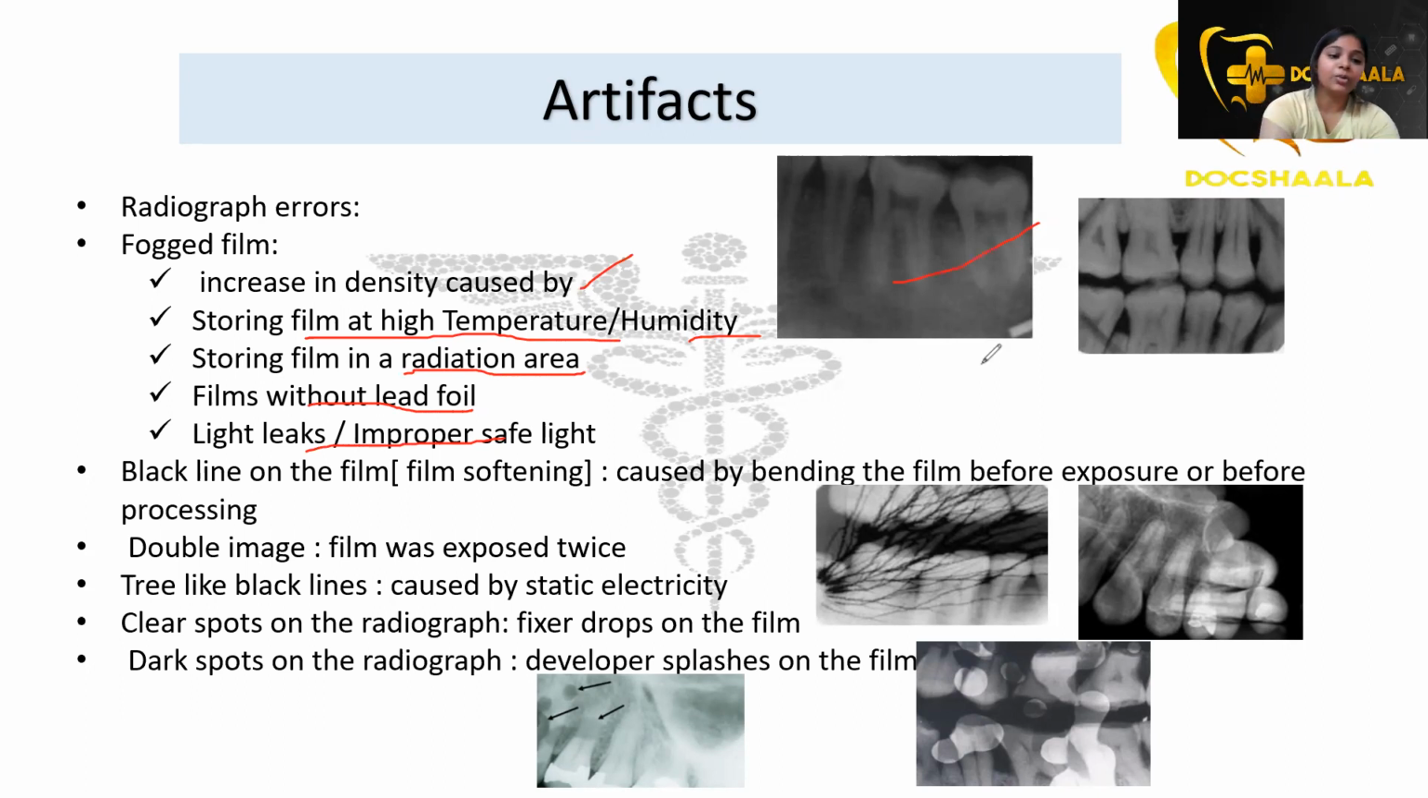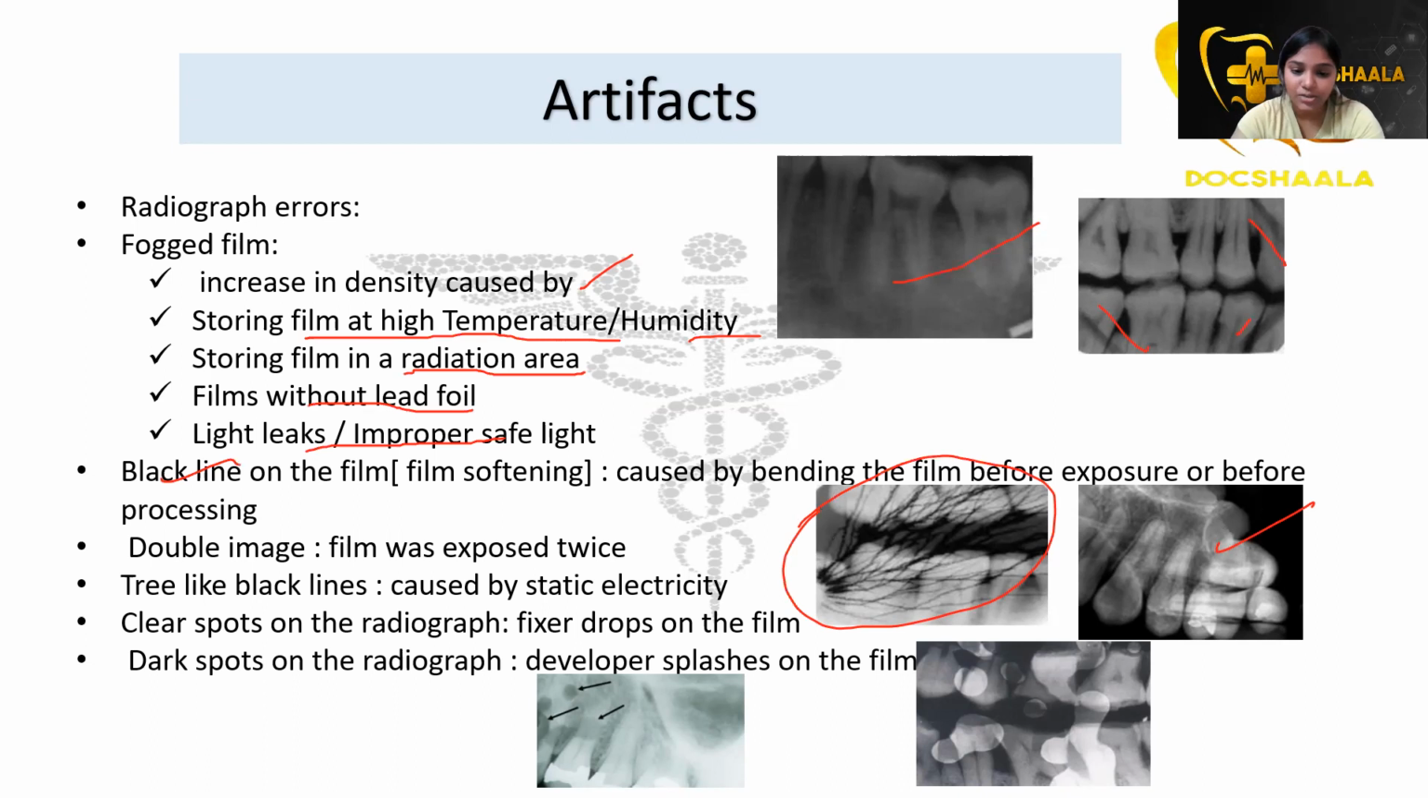So one more thing, black line on the film. So you can see black line in this radiograph. It is caused by bending of the film before exposure or before processing. Okay, then double image. So film is exposed twice, so you can see that here, right? Then coming to tree like black lines. So you can see some tree like black lines here. So it is caused by static electricity.